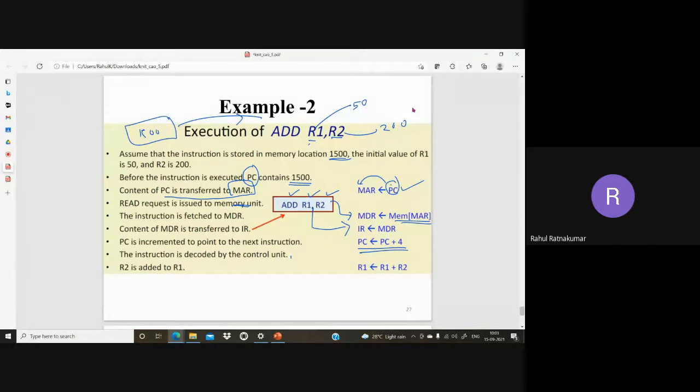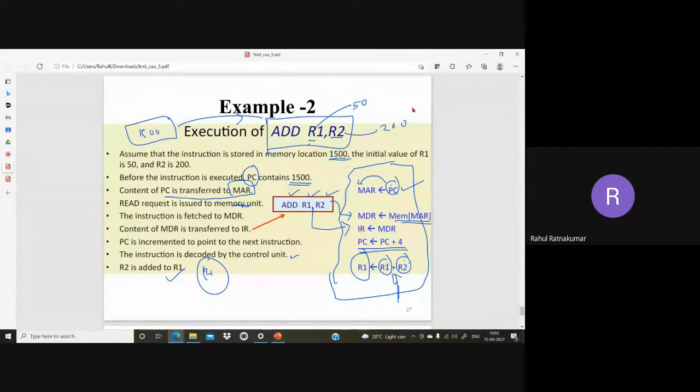The instruction is decoded by the control unit. This is R1 = R1 + R2. So it takes the data from R1, takes the data from R2, enables the registers, and opens the data path to the ALU, and from the ALU it triggers the addition operation. After the addition, the result is stored in R1. So R2 is added to R1 and the result is stored in R1. This is the overall micro-operations, or RTL, of the instruction add R1, R2.